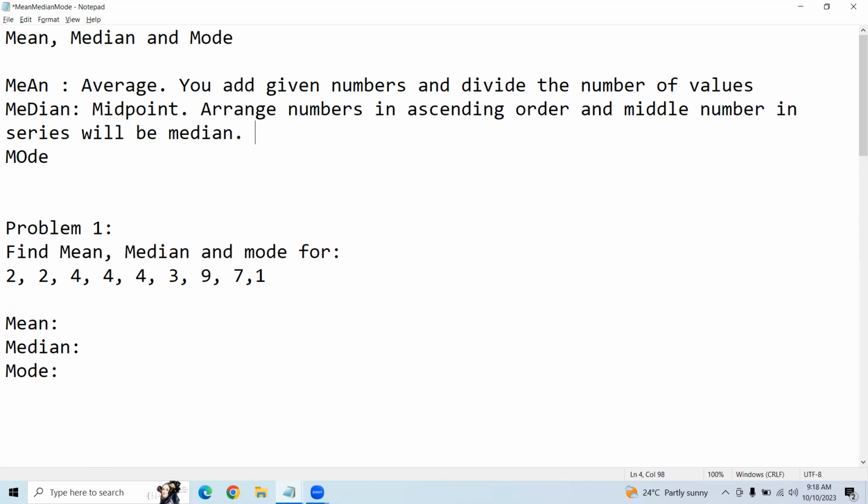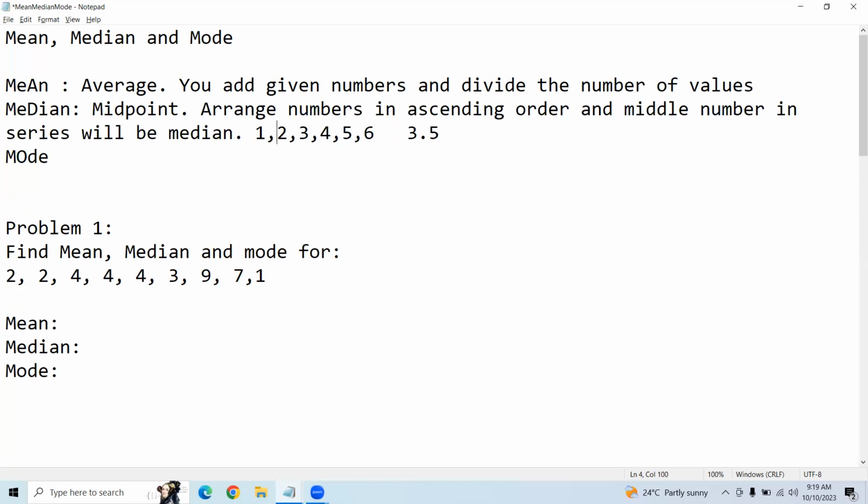Sometimes you have an even count of numbers, like 6 numbers: 1, 2, 3, 4, 5, 6. Looking for the middle number, counting from the start and from the end, we don't get any one number at the center. In such a case, you add the middle two numbers, 3 and 4, and take their average. 3 plus 4 is 7, 7 by 2 gives you 3.5.